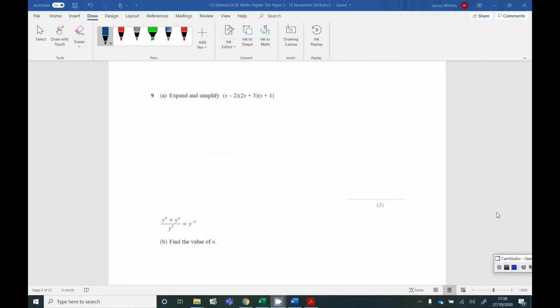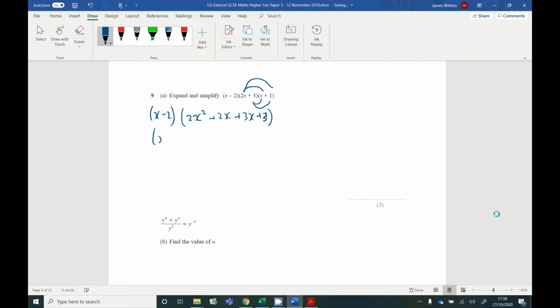So question 9 part A, we've got to expand and simplify. So it doesn't matter which order we do these 3 brackets in, but I'm going to leave the first bracket alone and multiply the second bracket by the third bracket. So I'm going to do 2x times the x, 2x times the 1, 3 times the x and 3 times the 1. So 2x times x is 2x squared, 2x times the plus 1 is plus 2x, 3 times the x is plus 3x, and 3 times the 1 is plus 3.